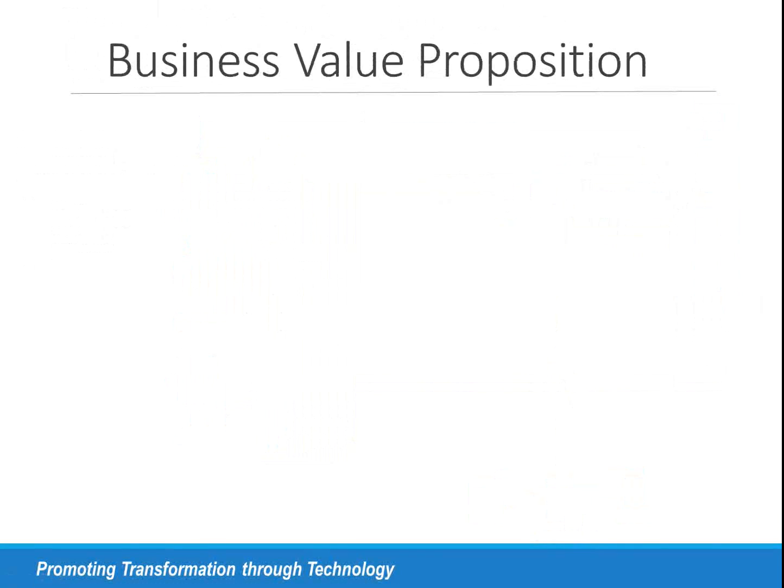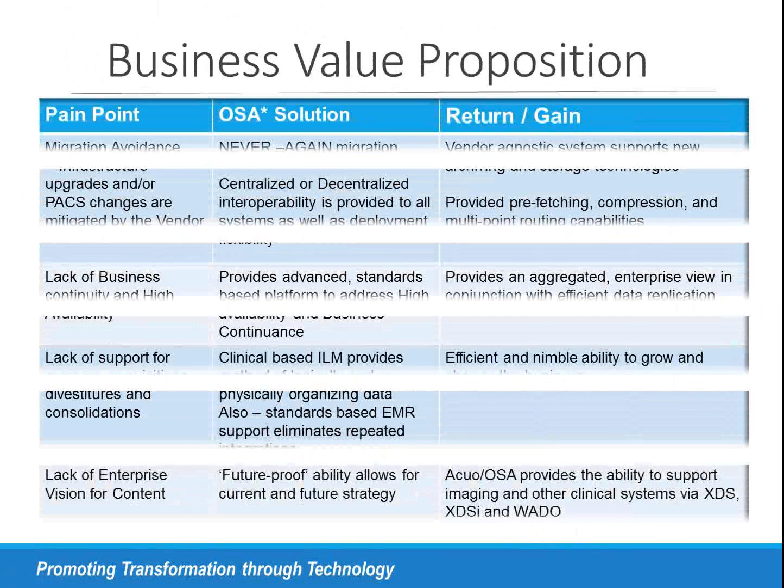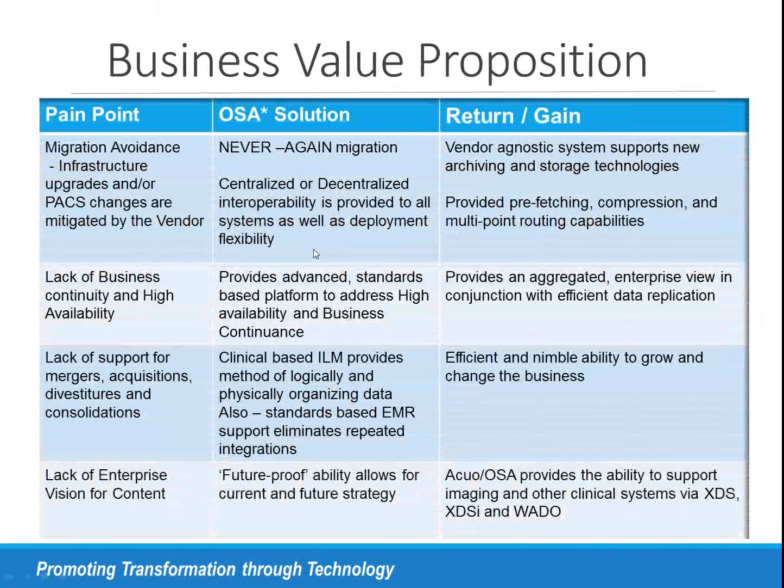So there are some business value propositions that are important, we think. Obviously, the open systems architecture solution allows us to never migrate things again. Every time we make a PACS change, we're getting a return on investment, because we're avoiding that migration that always had to happen between proprietary PACS solutions.